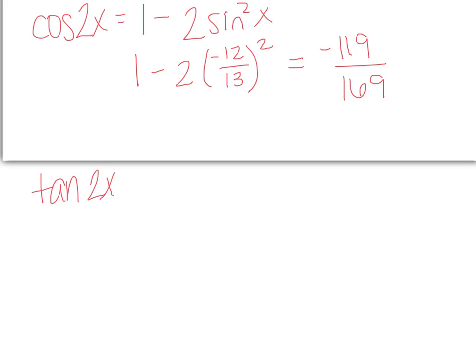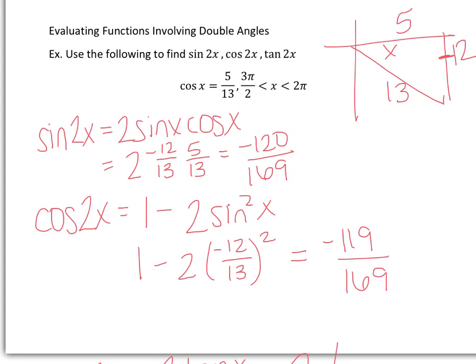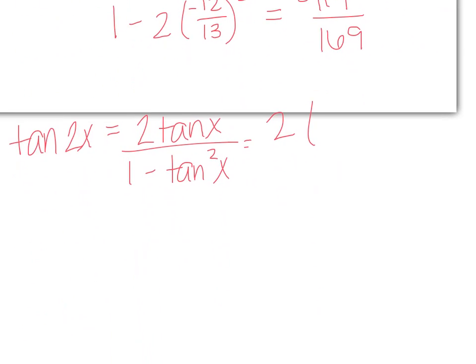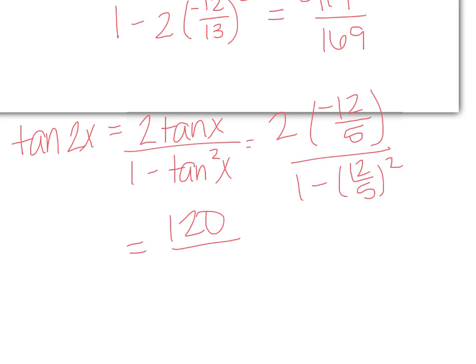And then finally we have to do tangent of 2x. Tangent 2x equals 2 tangent x over 1 minus tangent squared x. So this is 2 times tangent, which is going to be -12/5, over 1 minus 12/5 squared, and I'm just going to punch that into the calculator and get that answer. And I get 120 over 119.